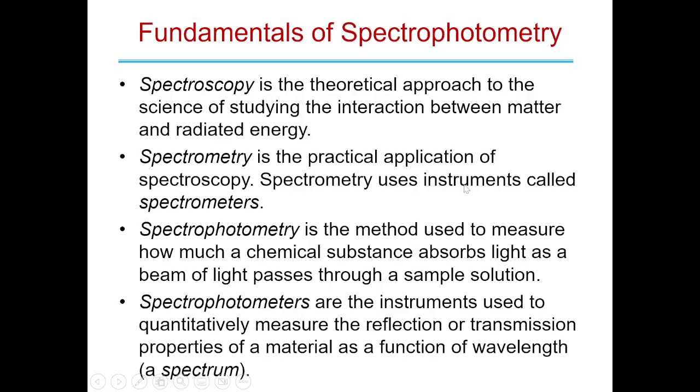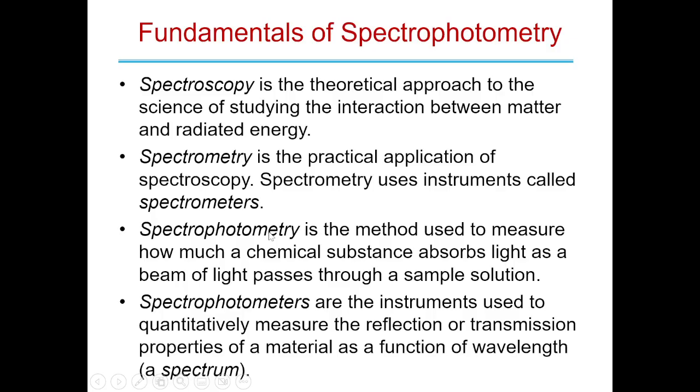spectrometry uses instruments. Those instruments are going to be referred to as spectrometers. Notice the similarity in the namings. Literally the thing that does this, right? Okay. Spectrophotometry. This is going to be the method used to measure how much of a chemical substance absorbs light as a beam of light passes through a sample solution.